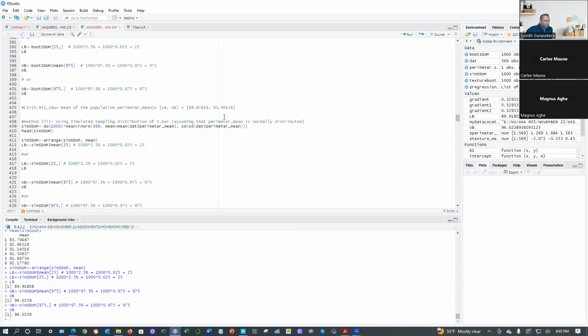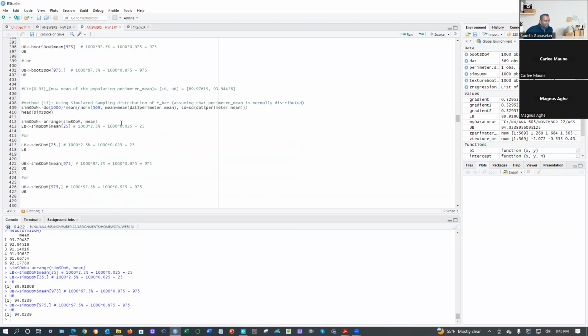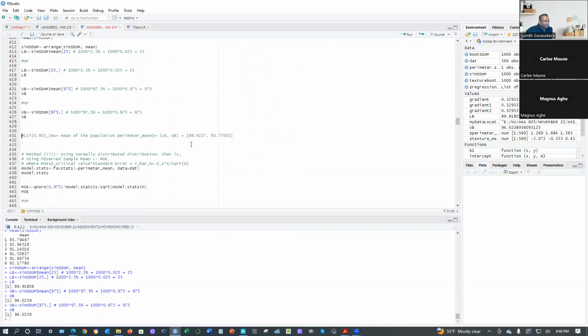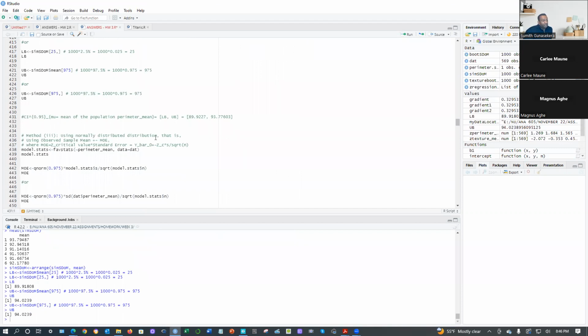By simulation, by bootstrapping, assuming that the parameter mean is normally distributed. And the third method, using the normal distribution, that is, using the observed sample by hand, you're going to do that one.